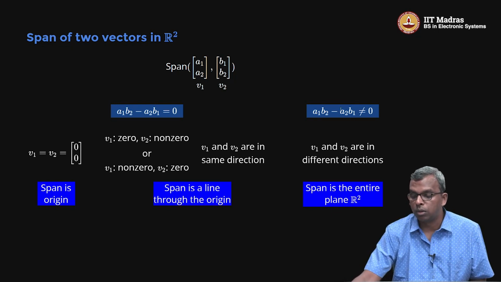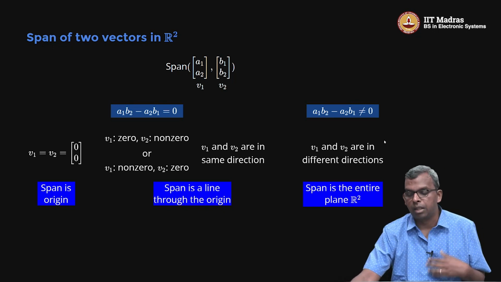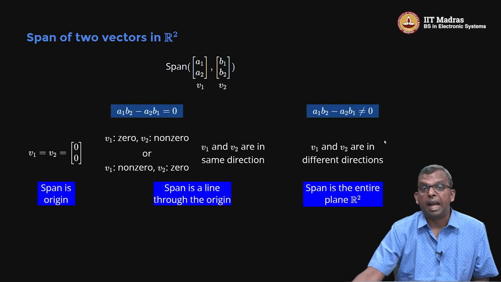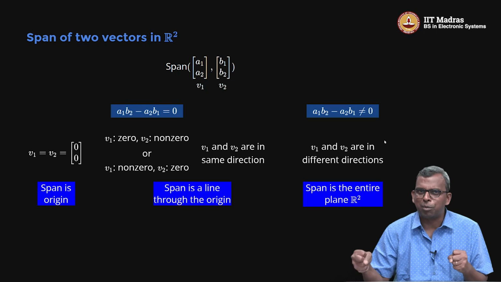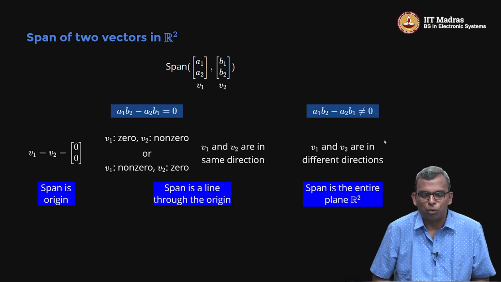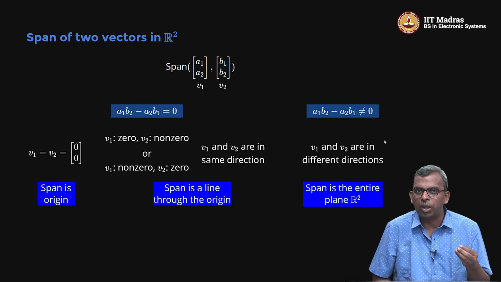If A1 B2 minus A2 B1 is not equal to 0, V1 and V2 are in different directions, and you end up having the span being the entire plane R2. So notice how the span is working out to only one of these three possibilities, like I mentioned before. Hopefully this showed you how you can use simple logic to build up on the span.